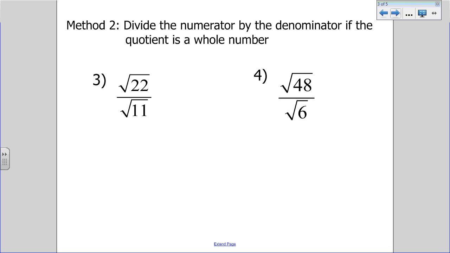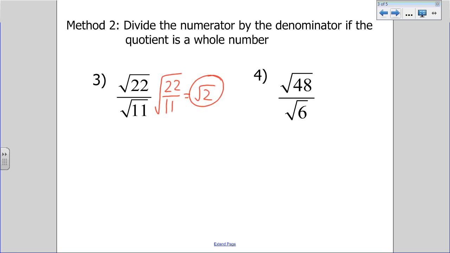All right, method 2. Divide the numerator by the denominator if the quotient would be a whole number. So I'm going to look at what I have here, 22 and 11. If I did 22 divided by 11, would that give me a whole number? Well, it sure would. So I'm going to now take 2 separate radicals and put them under 1. 22 divided by 11 is 2. And as we saw earlier, 2 is prime, doesn't simplify, so there's our final answer.